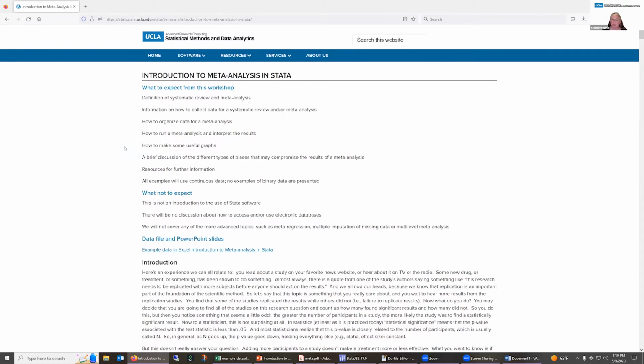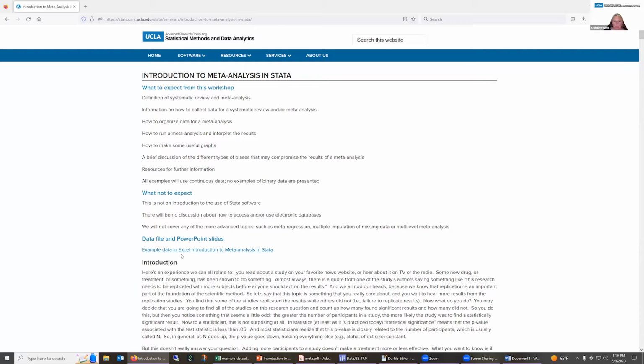We're not going to be discussing how to access and or use the electronic databases that are typically a major source of information for the meta-analysis. And we're not going to cover any of the more advanced topics, such as meta-regression, which isn't all that advanced, but we're still not going to get to it. Multiple imputation, Bayesian, multi-level, we're just not going to get to those things today.